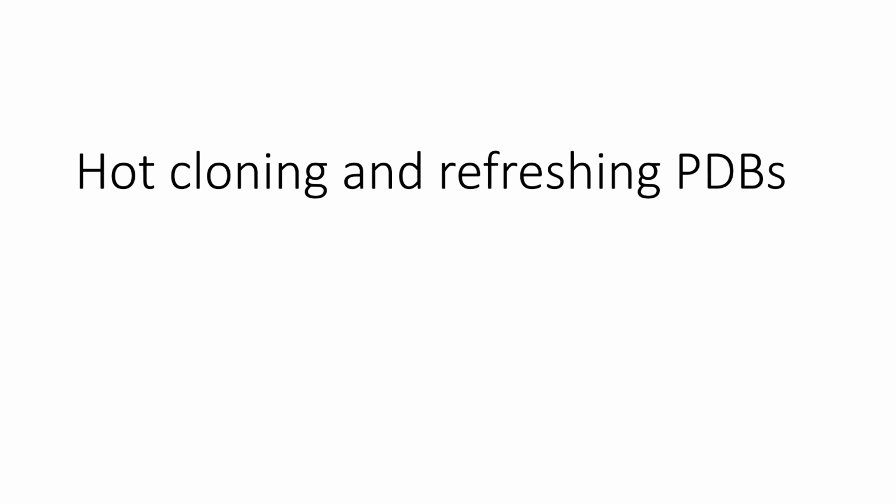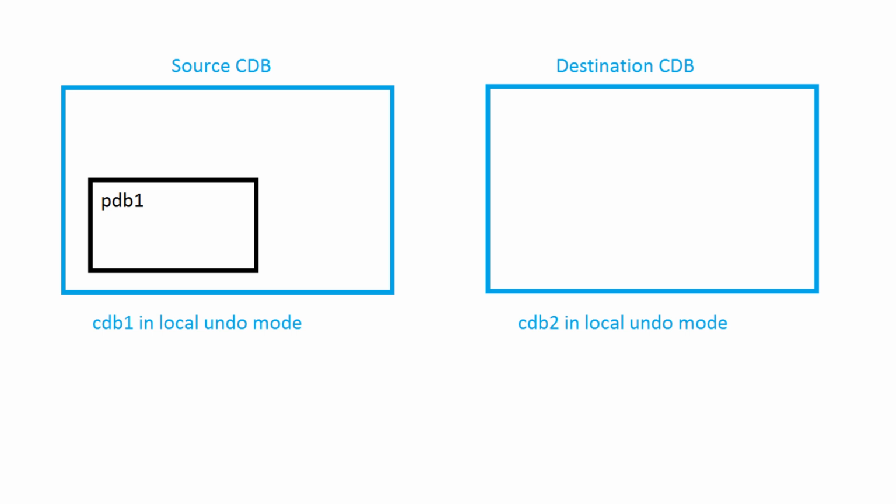In this clip, we look at hot cloning and refreshing pluggable databases. Both are 12c Release 2 new features. On a high level, that is the initial state of affairs. I have two CDBs, two multitenant databases, CDB1 and CDB2. Both are using local undo mode, which is a 12c Release 2 new feature. And on the source CDB, that is CDB1, I have the pluggable database PDB1. I want to clone that into CDB2.